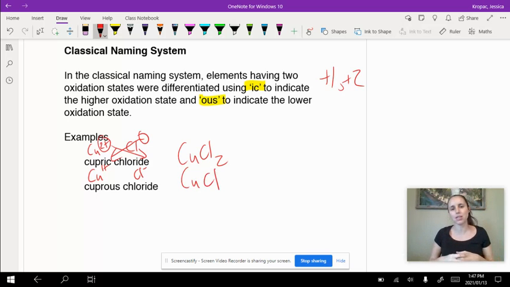So that's a classical naming system. It's something that's a little bit more old school, but you actually see it in a lot of labs. In my chemical storeroom, nothing says copper 1 or copper 2. It all says cupric or cuprous. So it's something else that you might want to consider. Other than that, that is it for binary.